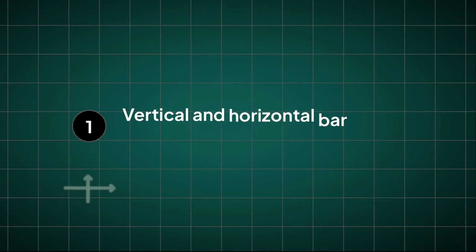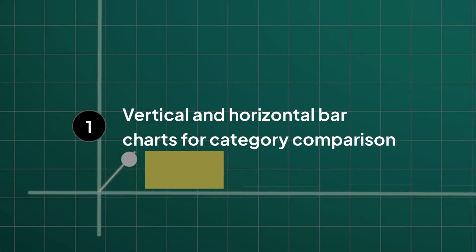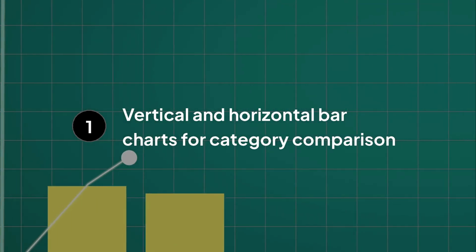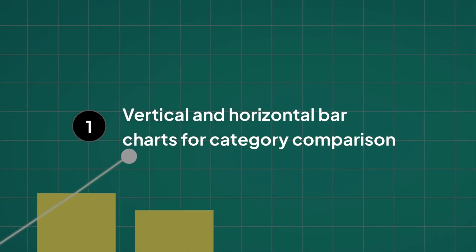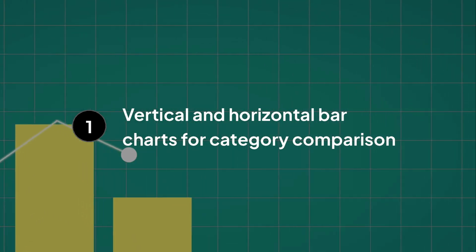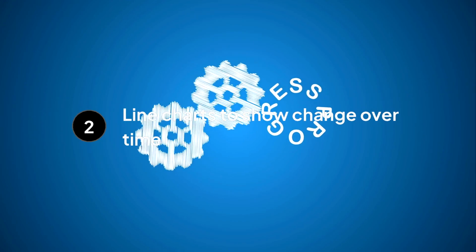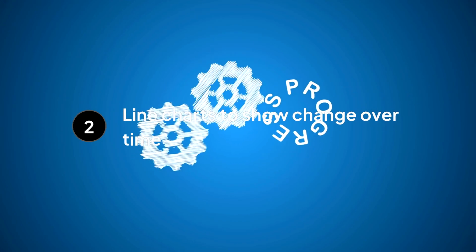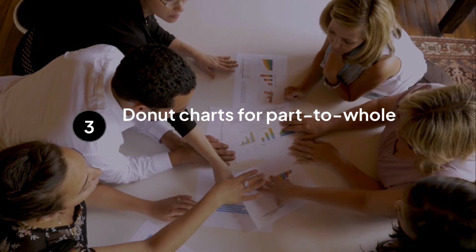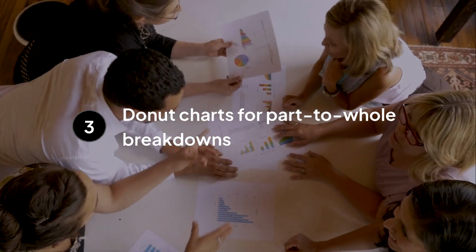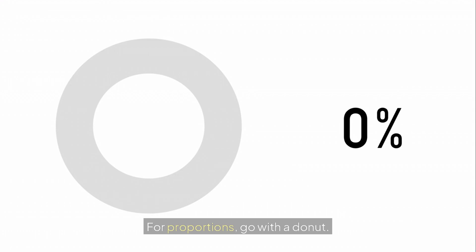Next, pick a chart type. You can choose vertical or horizontal bar charts to compare categories, line charts to show change over time, or donut charts for part-to-whole breakdowns. If you're tracking weekly progress, a line chart works beautifully. If you're comparing teams or project types, try a bar chart. For proportions, go with a donut.